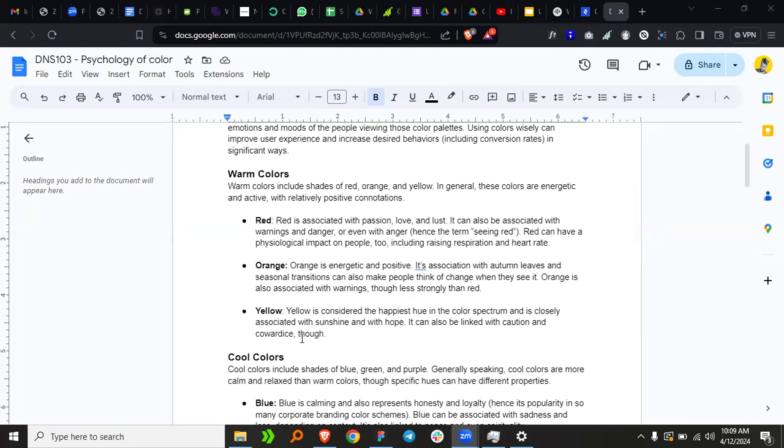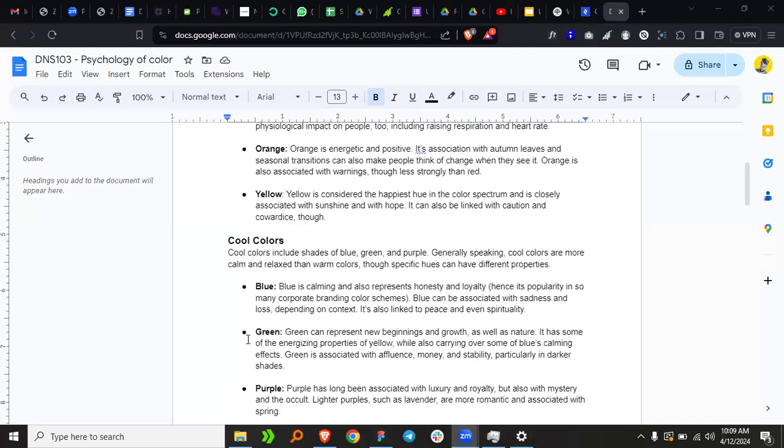Then yellow. Yellow is considered the happiest hue in the color spectrum and is closely associated with sunshine and hope. It can also be linked with caution and cowardice. So that's for the warm colors. Then the cool colors include shades of blue, green, and purple. When you see blue, you think of trust, calmness, right?